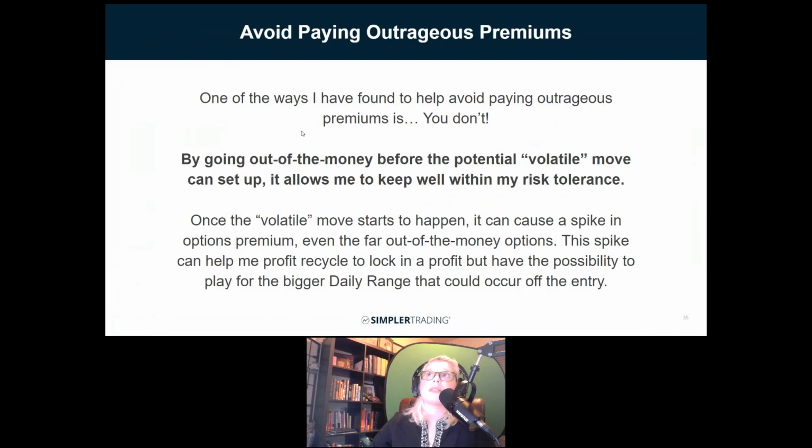One of the ways I've found to help avoid paying outrageous premiums is simple. You don't, right? You just don't do it. By going out of the money before the potential volatile move can set up, it allows me to keep well within my risk tolerance. Once the volatile move starts to happen, it can actually cause a spike in options premium, even for the far out of the money options. And this spike can help me profit recycle to lock in a profit, but also have the possibility of a bigger play for the bigger daily range that can occur off of the entry.